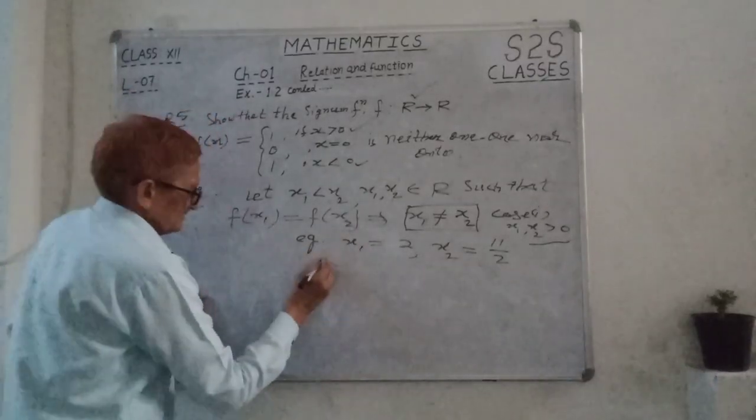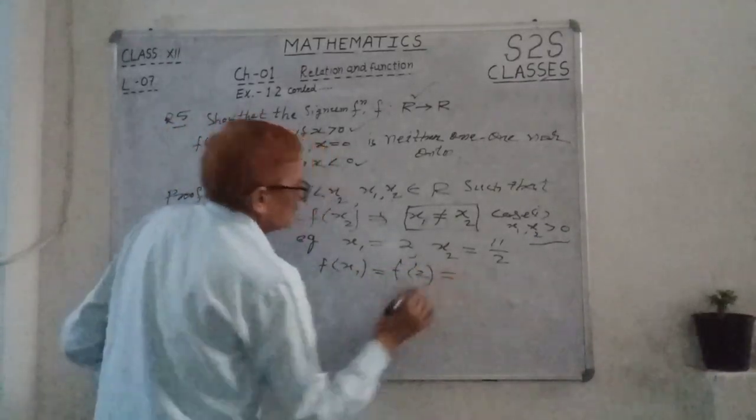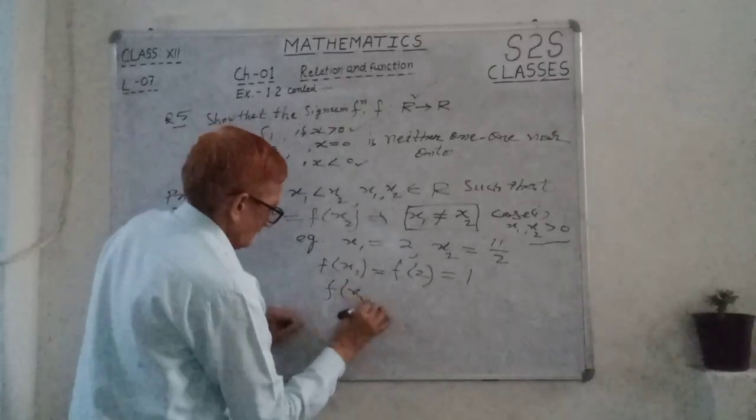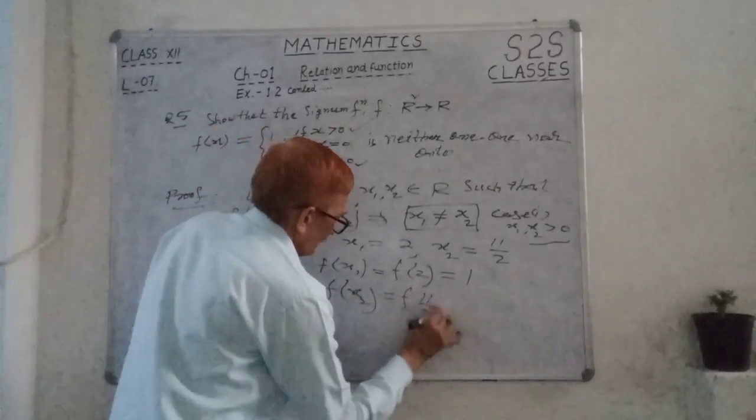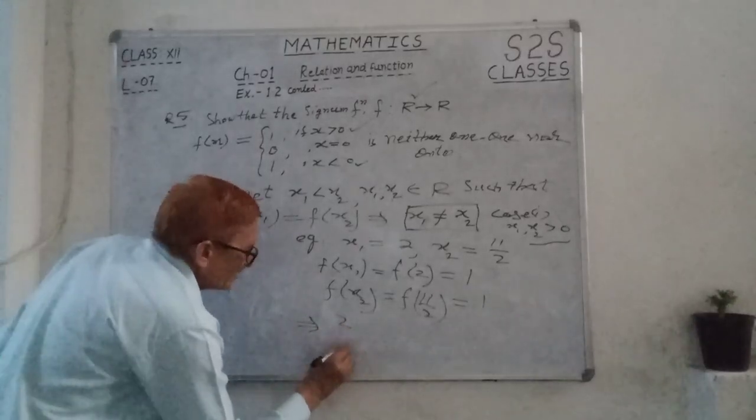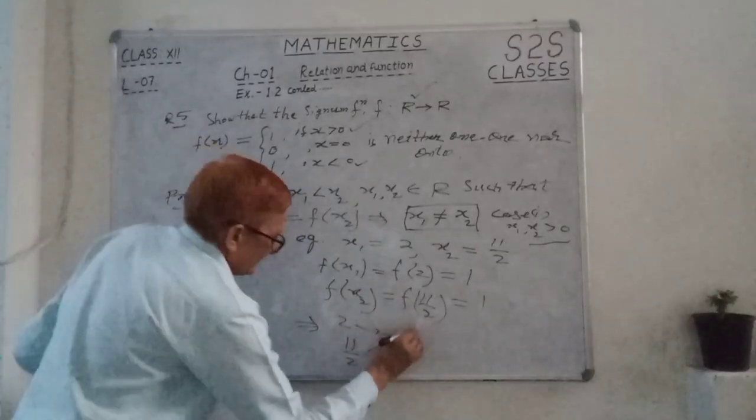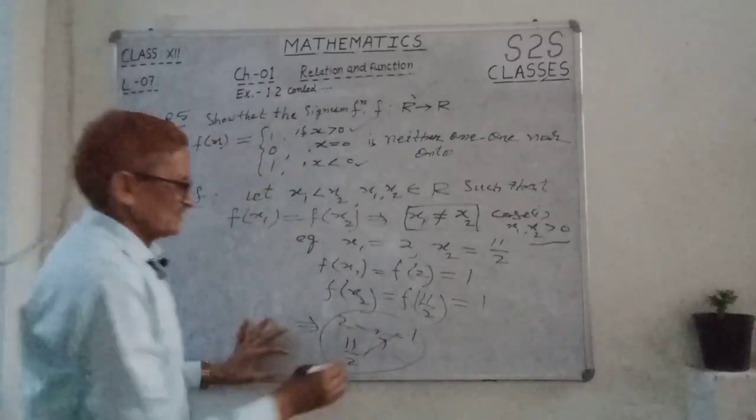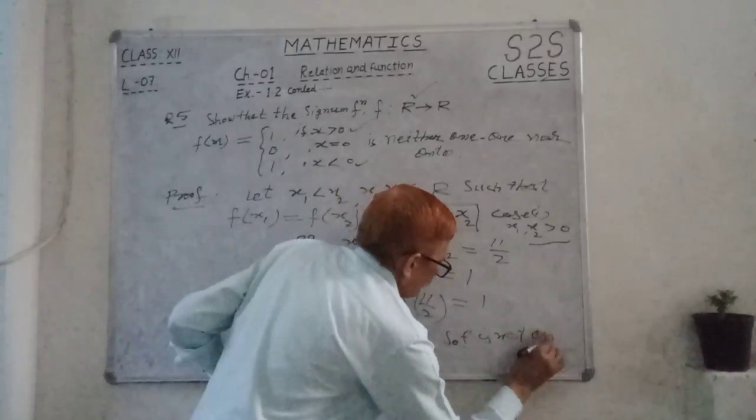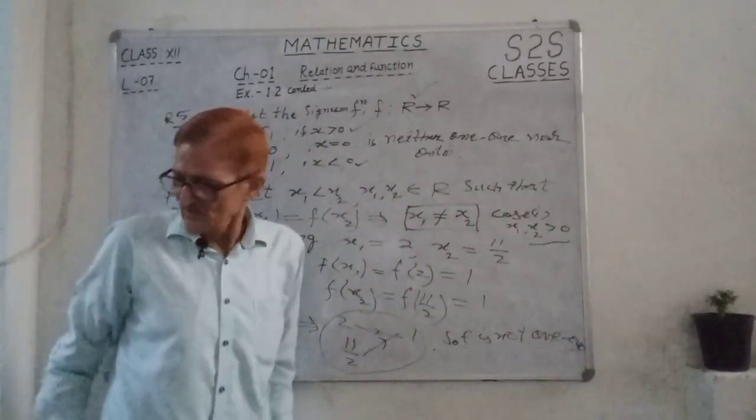Let the real numbers be such. Example: f(x1) is equal to f(2); for any real number greater than 0 the output is 1, and f(x2) is equal to f(11/2), this is also 1. So this implies at 2 and at 11/2 the inputs are different but the output is the same, output 1. So f is not one-one. One example is sufficient for showing false.